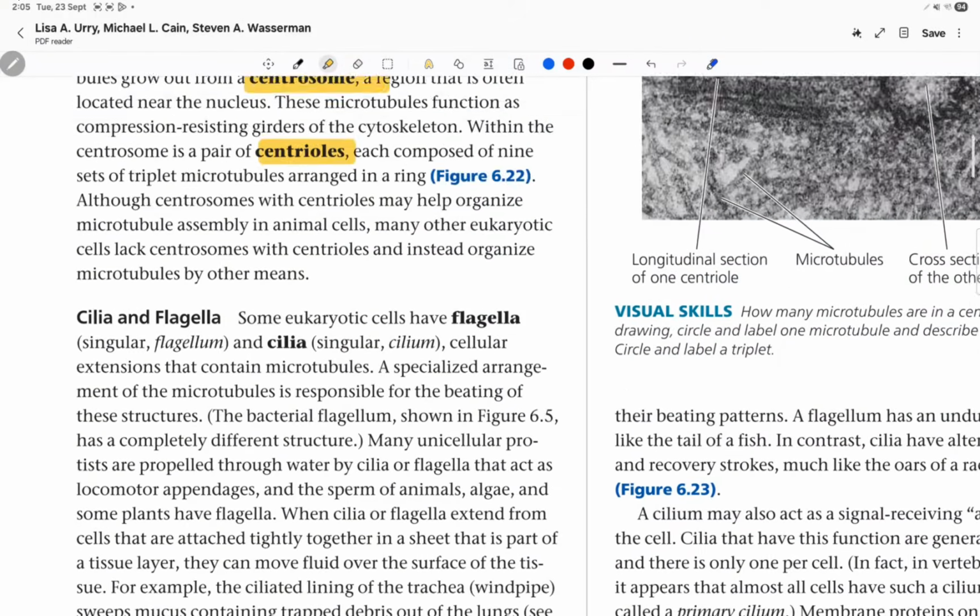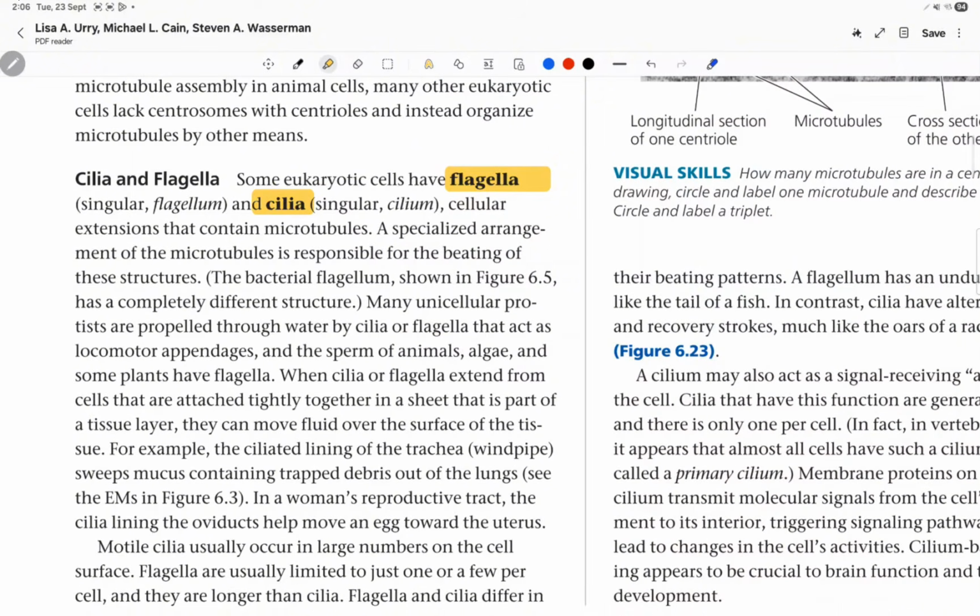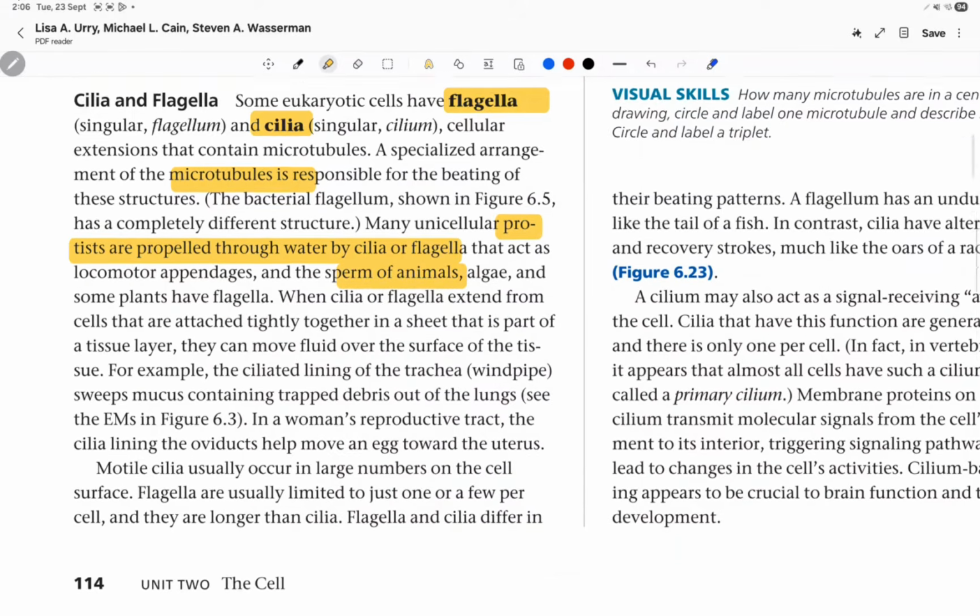And plant cells don't have centrioles. Flagella and cilia, they're both used for mobility or motility. So both cilia and flagella are made of microtubules, both of them. Now, some microorganisms that are called protists, they can move in the water by cilia or flagella. Same goes for the sperm of an animal. And that's what they do, basically movement.